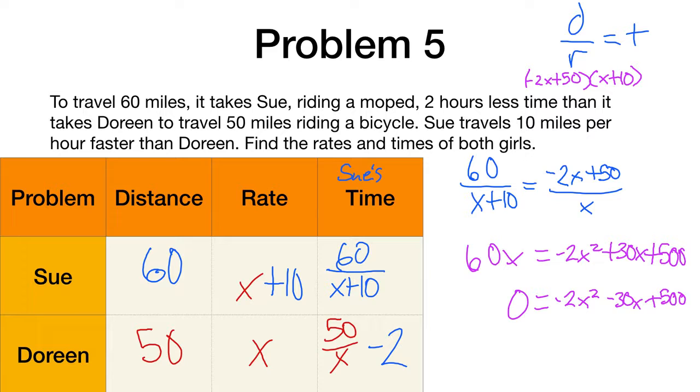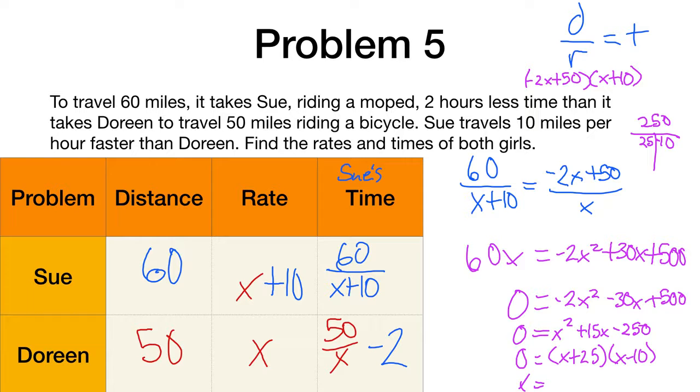But I don't like that negative 2. And since these are all multiples of 2, I'm going to say 0 is x squared plus 15x, and then minus 250 if I'm dividing by negative 2. At which point I need two numbers that multiply to be 250 and have a difference of 15. Let's see. Oh wait, 25 and 10. Those work. So it becomes x plus 25 times x minus 10 equals 0, meaning x is either going to be 10 or negative 25.